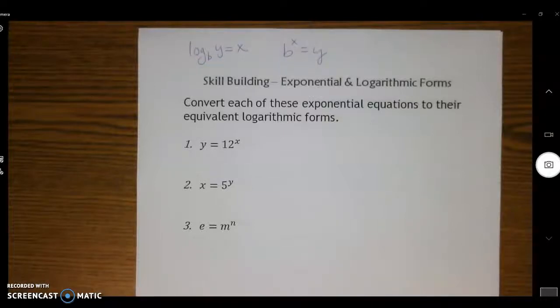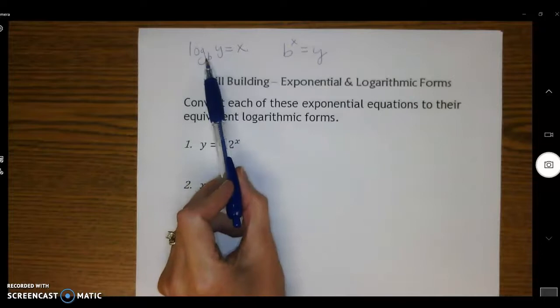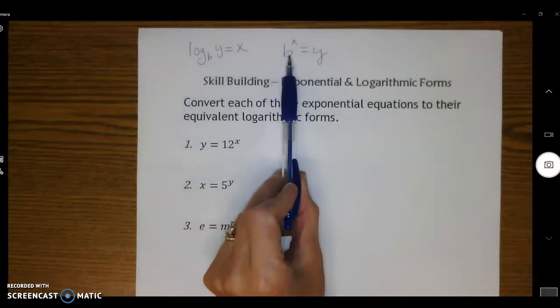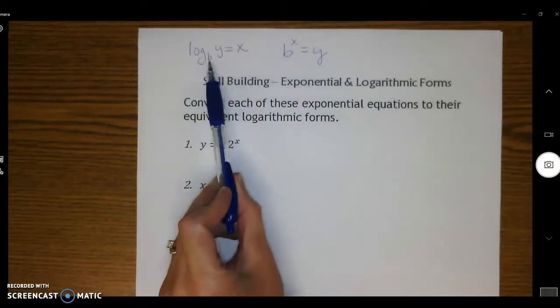Today we're going to talk about exponential and logarithmic forms. We're supposed to convert each of these exponential equations to their equivalent logarithmic forms. So logarithmic is up here on the left, exponential is on the right. B stands for base. In exponential it's right here. In logarithmic it's the subscript.